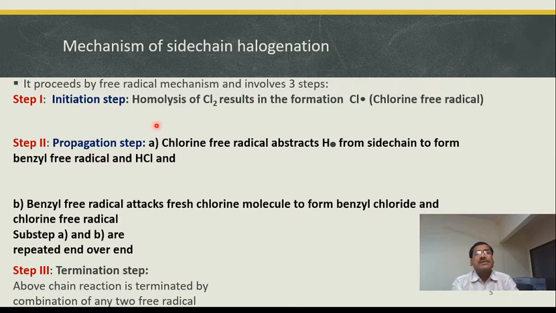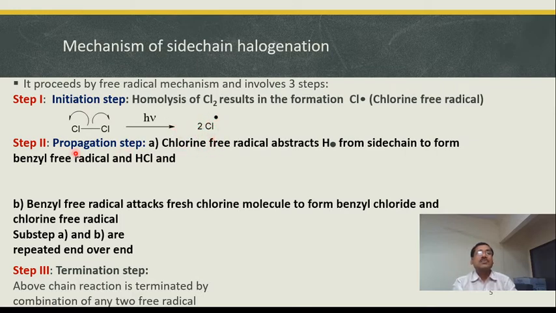So what happens in the initiation step? The homolysis of Cl2 results in the formation of Cl dot. And where does the energy come from? The energy comes from the sunlight and the heat. So homolysis of chlorine takes place, resulting in the formation of chlorine radical.